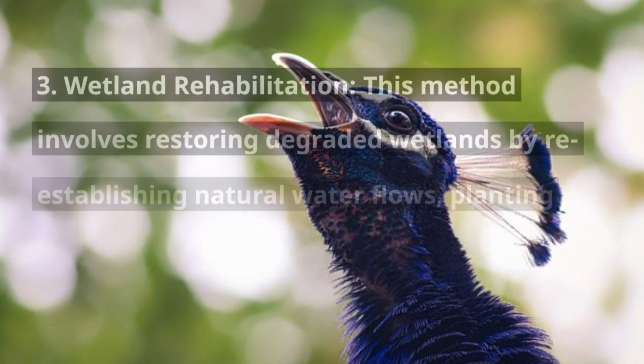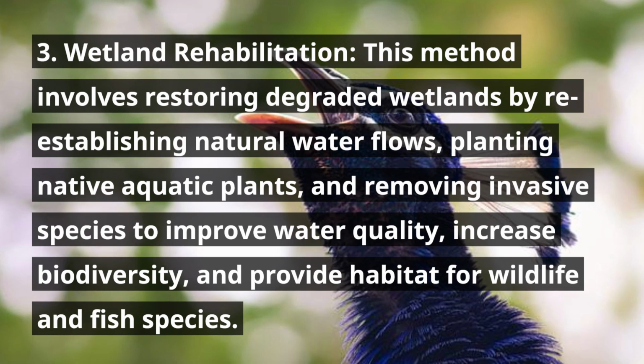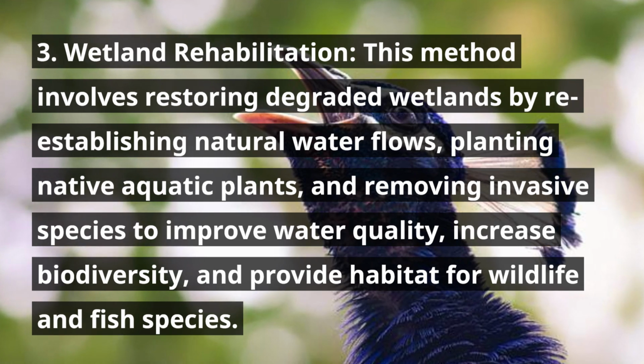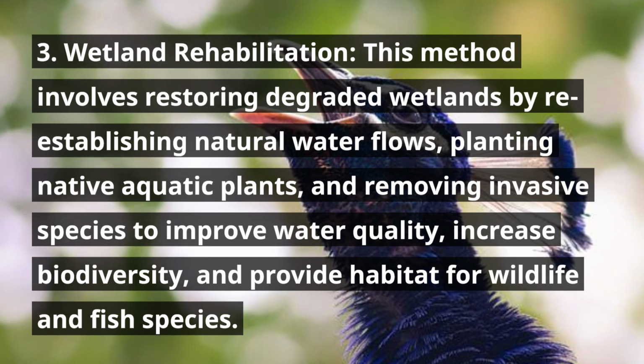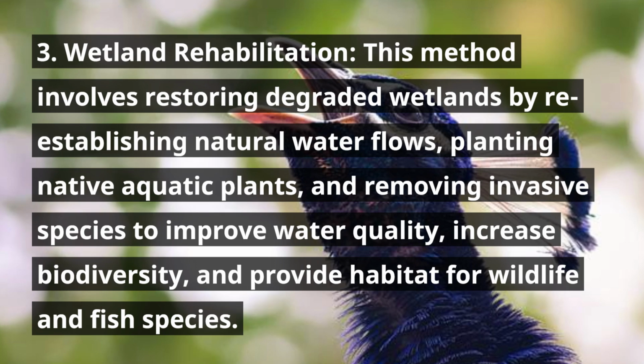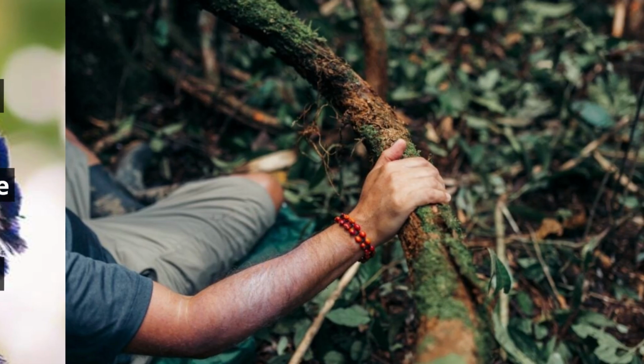3. Wetland rehabilitation. This method involves restoring degraded wetlands by re-establishing natural water flows, planting native aquatic plants, and removing invasive species to improve water quality, increase biodiversity, and provide habitat for wildlife and fish species.